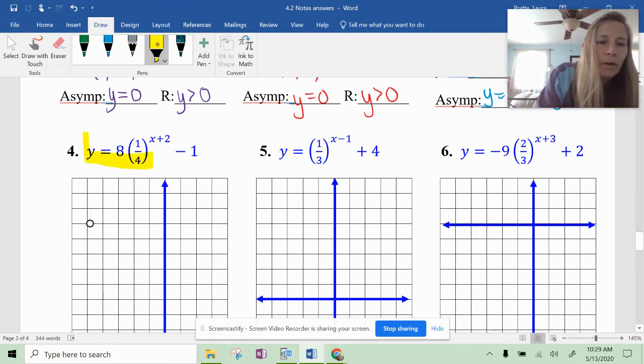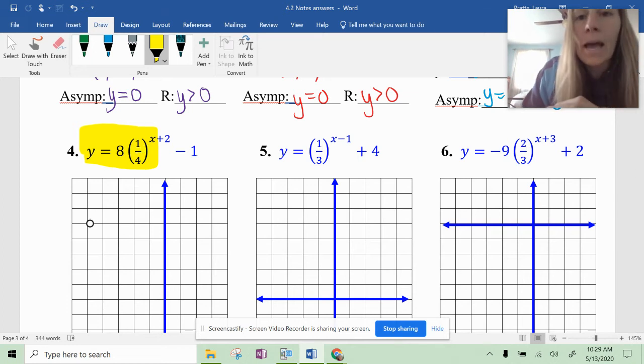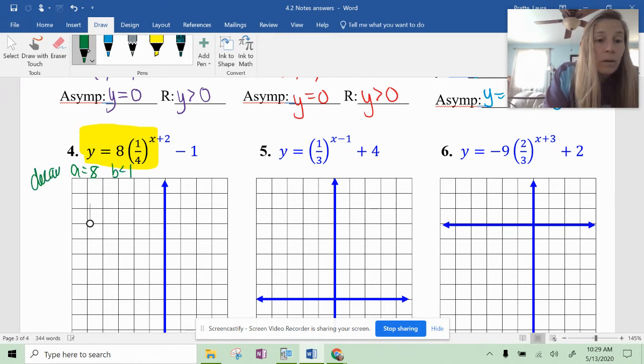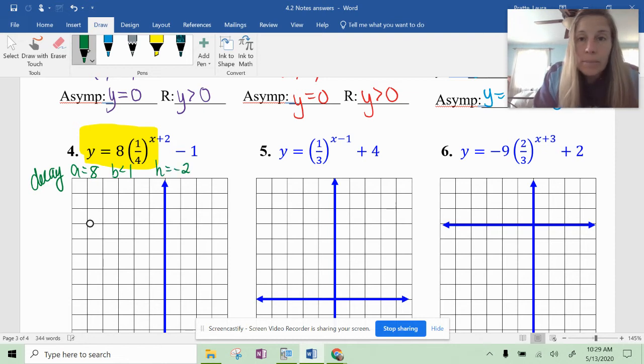So my parent function is just the a times the b raised to the x, right? So here, we know that my a value is 8. The b value is less than 1, so this is decay, of course. My h is -2. Remember, the h is always the opposite sign, and then the k is the -1.